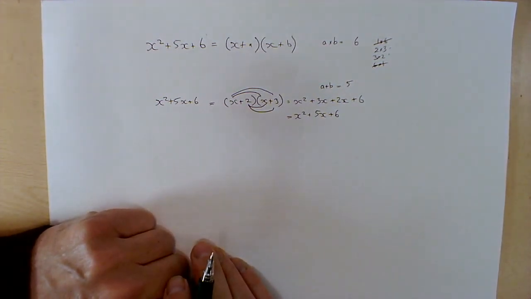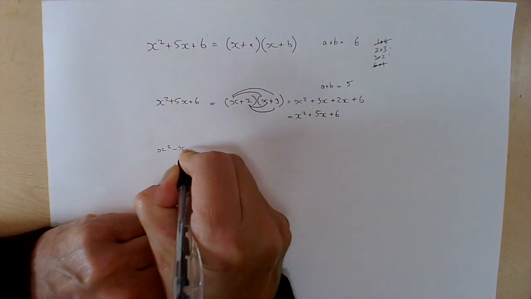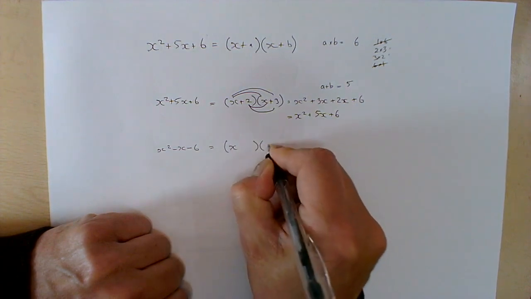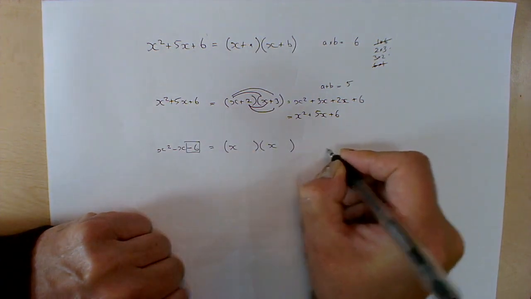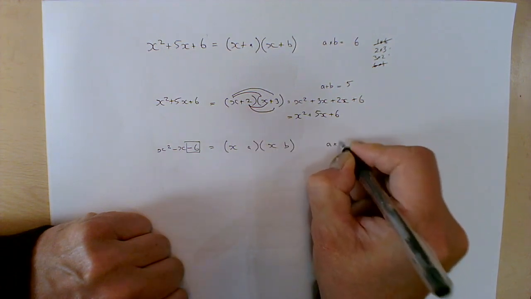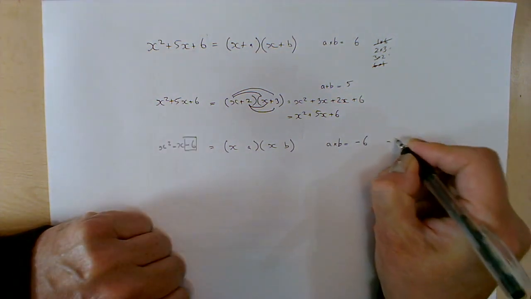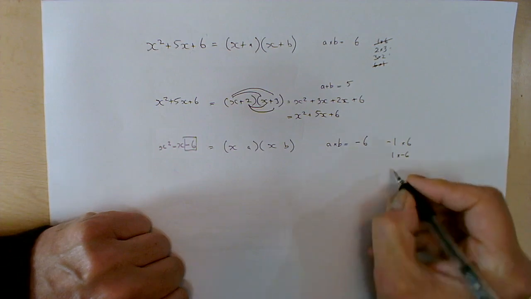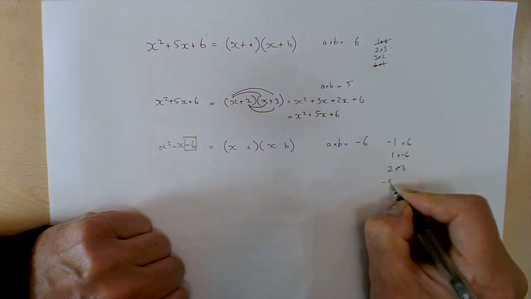Let's try another one, this time one that's got minuses in. x squared minus x minus 6. So that equals, going to end up something like this, isn't it? And we've got this number here, and if that's A and that's B, A times B equals minus 6 this time. Now this time it's going to be minus 1 times 6, or 1 times minus 6, and it's going to be 2 times minus 3, or minus 3 times 2.